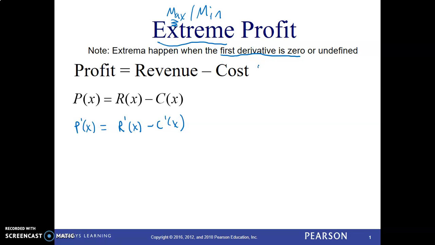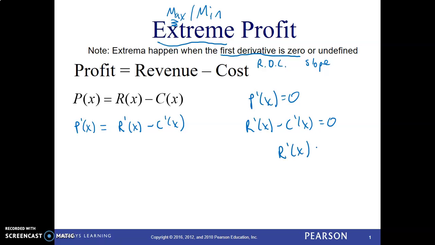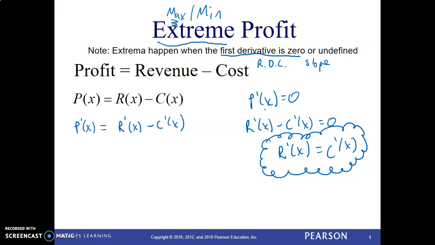Remember, the derivative is just another way of saying the rate of change or the slope. And I want to know where the derivative is equal to 0. So I want to know where R prime of x minus C prime of x is equal to 0. And if I solve this, I'm going to figure out where R prime of x is equal to C prime of x. This is the main thing that we need to take away from this part of the video: if we want to find out when the maximum profit happens, we're going to take the derivative of revenue and cost, and we're going to set them equal to each other.